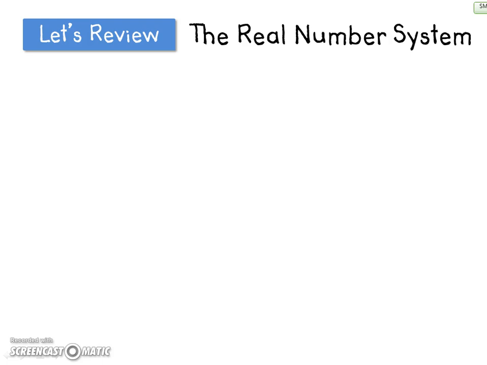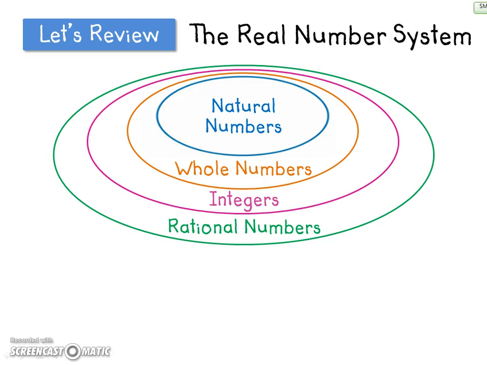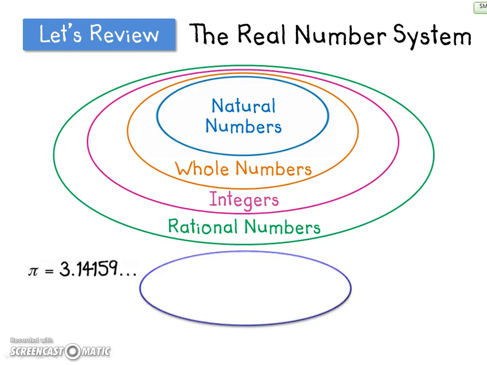Let's talk about the real number system. There's one more type of number that we need to include with natural numbers, whole numbers, integers, and rational numbers. One example would be pi, 3.141592653589979, and so on. This number is irrational because the decimal does not repeat and does not terminate. Pi is the most common example of an irrational number.